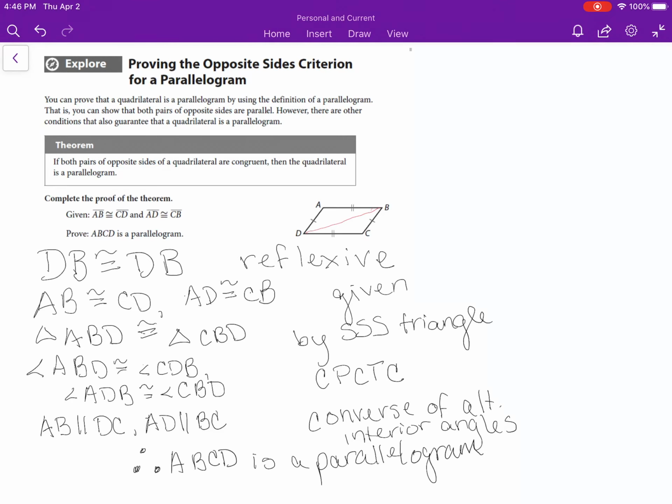I hope this helps you as you are working on proving the opposite side criterion for a parallelogram.